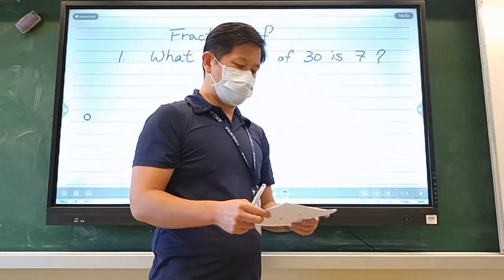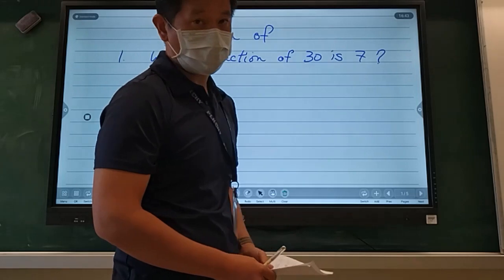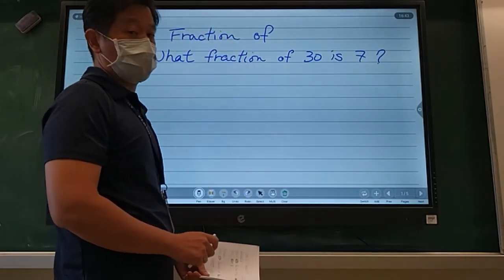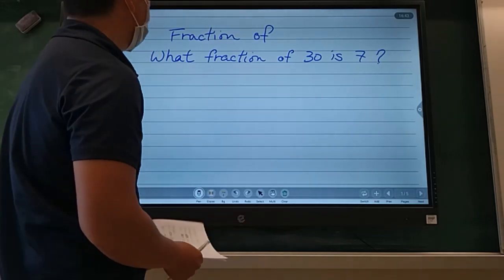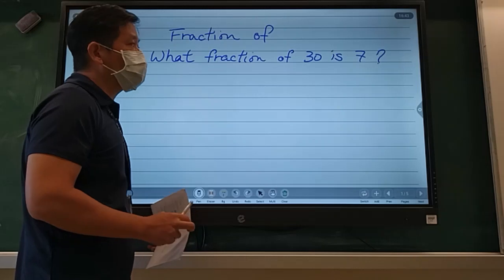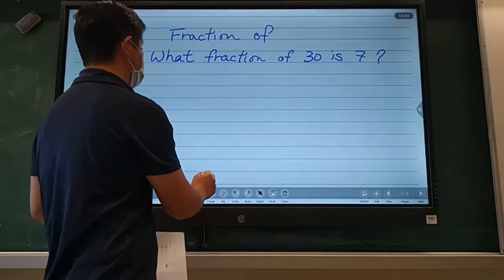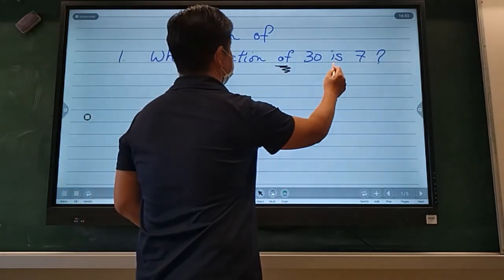Alright, year 6. Today we're talking about fractions. Actually, this week we've been talking about fractions. So let's take a look at some of these problems that are in your booklet, starting from the easy one that we talked about. What fraction of 30 is 7? What fraction of 30? Notice I got my first word, of, and is.